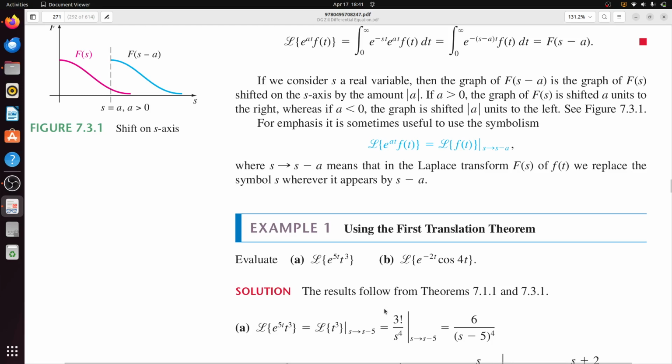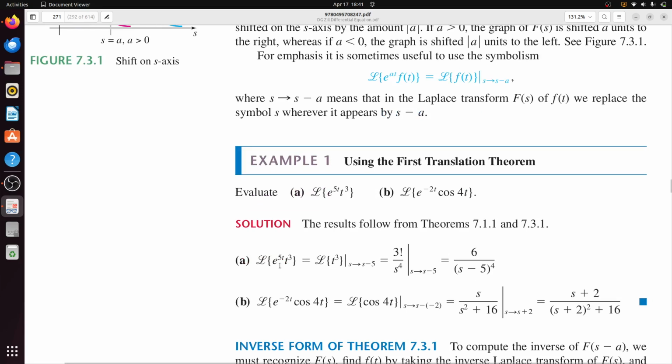Now, how to determine the Laplace transformation of e to the power 5t into t cube? You have the function e to the power 5t into t cube, so the result directly follows from the above stated theorem. You know that the Laplace transformation of t cube is factorial 3 by s to the power 4. So instead of s you put s minus 5, and you will get 6 by (s minus 5) whole to the power 4. So this is the desired result.